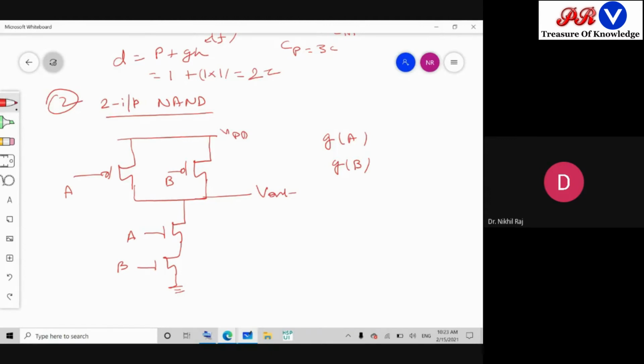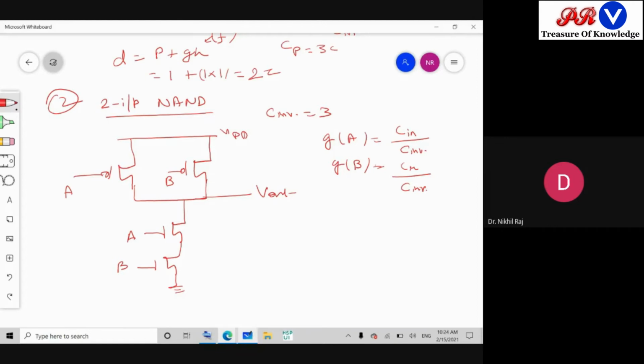Now I know in order to calculate G, we should know what is C in and what is C INV. So in the question there should be the information of with respect to what we have to calculate the logical effort. Since nothing is given, I can assume here that CINV is 3. So we have to compute the logical effort of this NAND gate with respect to an inverter having value CINV of 3.